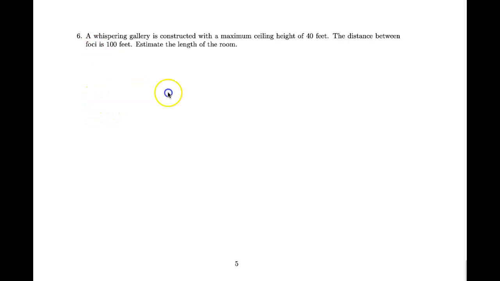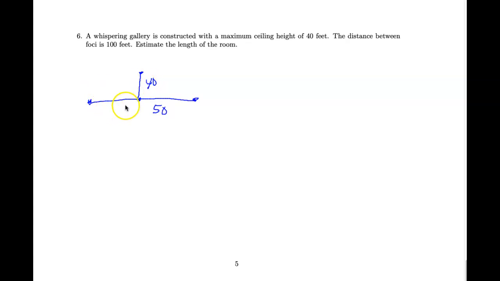So if the foci have a distance between them of 100 feet, then if we put the center of the ellipse in the middle, this distance is going to be 50 feet. So here's F1, one of the foci, here's the other focus. The whole thing is 100. We're just going to cut that in half. We know that the maximum height of the ceiling is 40 feet. So this is 40. And what we're trying to do is estimate the length of the room.